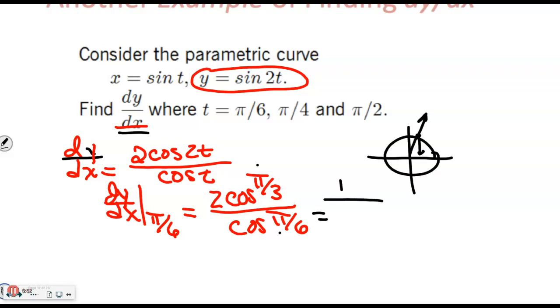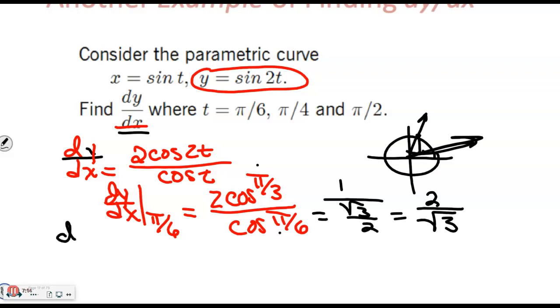And then on the bottom, what's cosine pi over 6? This guy over here. Root 3 over 2, yeah. And then we don't leave compound fractions, so it's 2 over the square root of 3, or 2 root 3 over 3 if you had to. It's positive, so it means at that time, the curve is going uphill. We'll go graph it in a little bit.